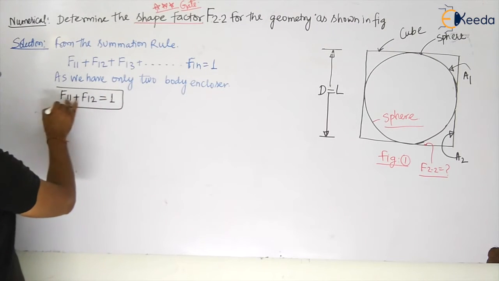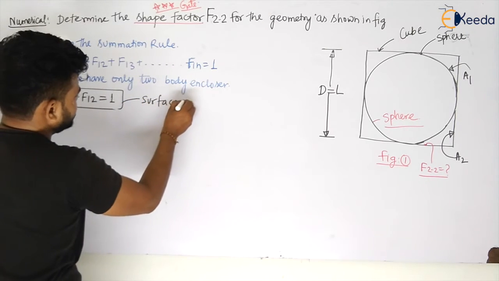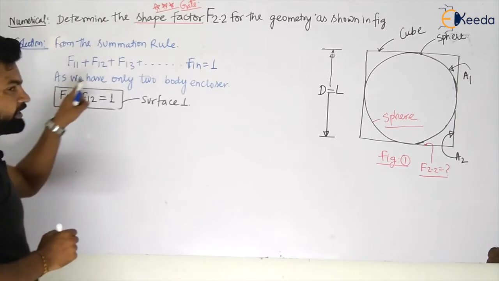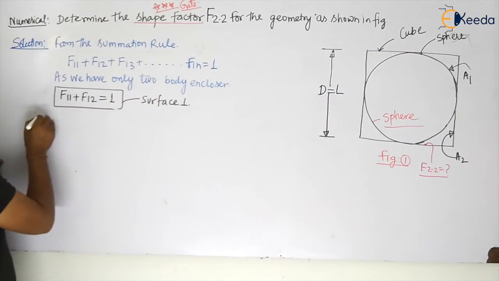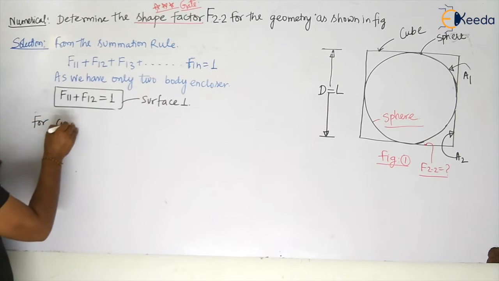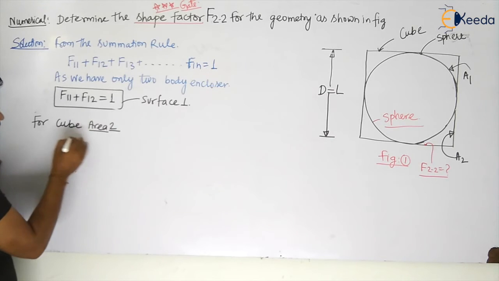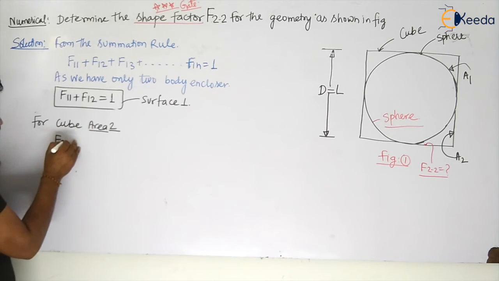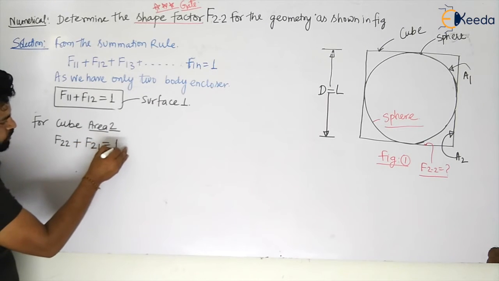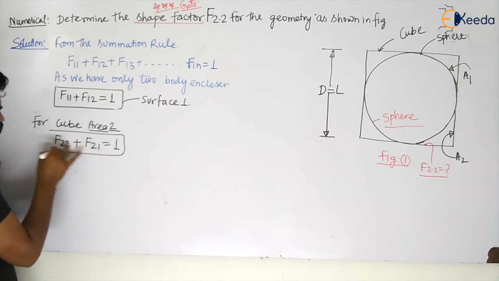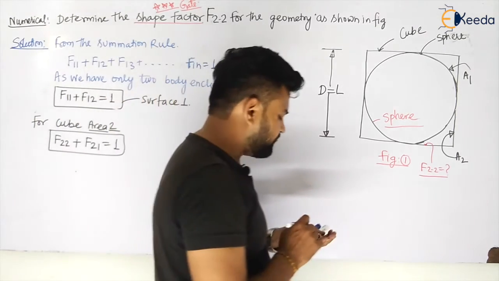That is for body or surface 1. Similarly for body 2, that is area 2, that is for the cube, we will have F22 plus F21 is equal to 1, my dear students. But he is asking about F22. So what will be F22?